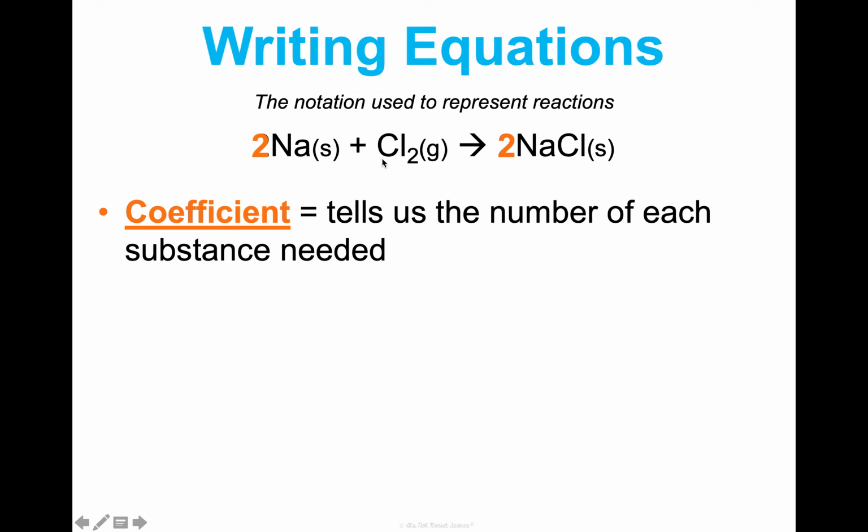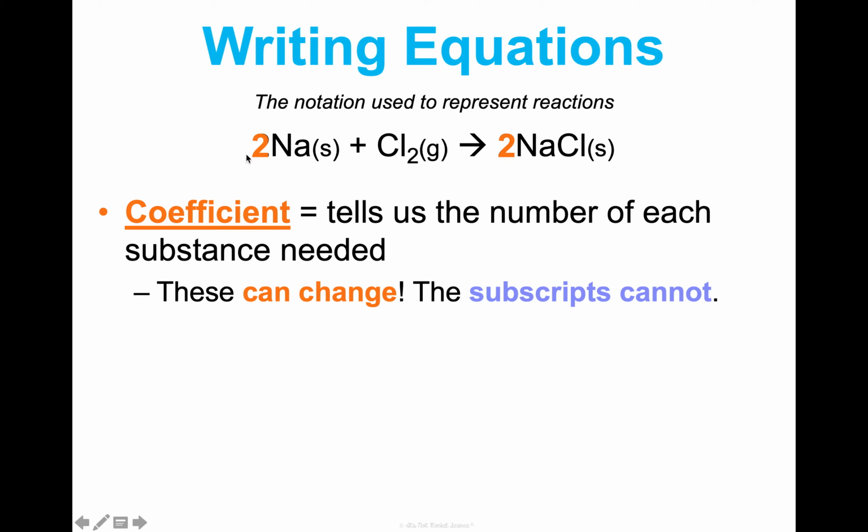Now, you might be thinking there's nothing in front of this chlorine. Remember, in chemistry, when we don't see something, typically that just means that there's a 1 there. We're just not going to write that out, okay? So if there's not a number, it's understood that it's 1. Just like in sodium chloride, where right here I don't see a 1 and a 1, we know that there are 1s there. Now, coefficients, these orange numbers can change.